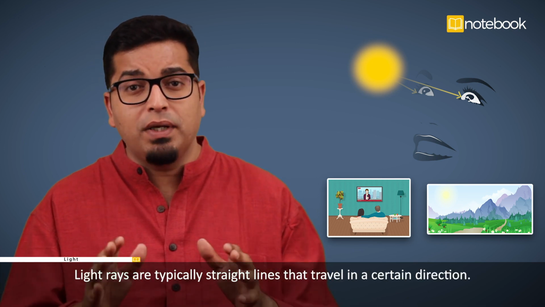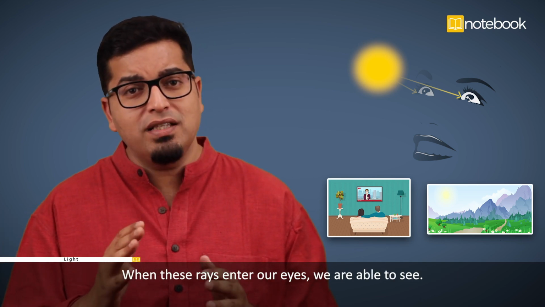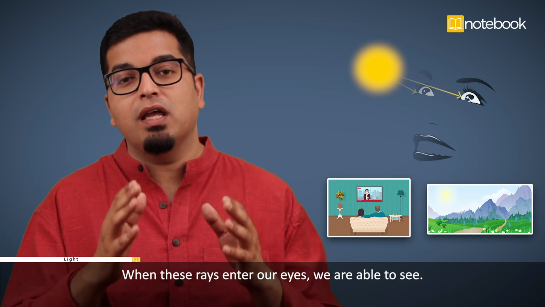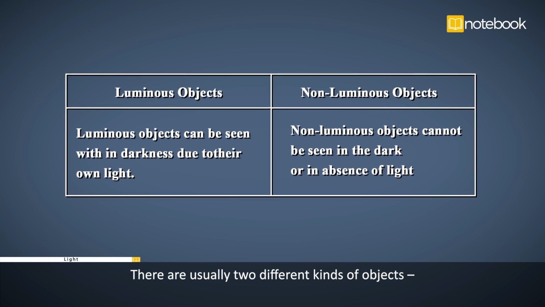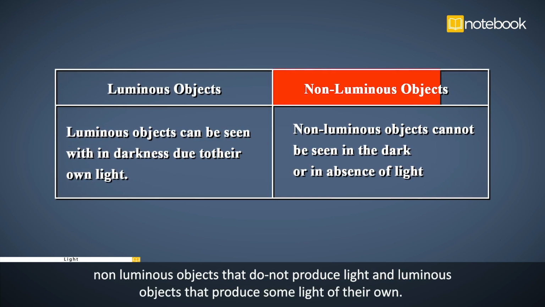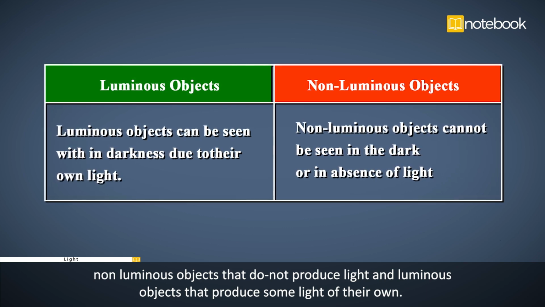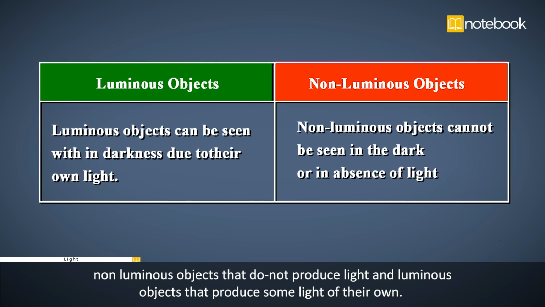Light rays are typically straight lines that travel in a certain direction. When these rays enter our eyes, we are able to see. There are usually two different kinds of objects: non-luminous objects that do not produce light, and luminous objects that produce some light of their own.